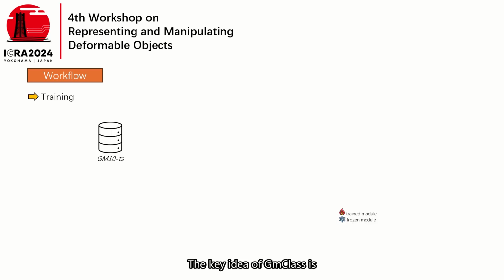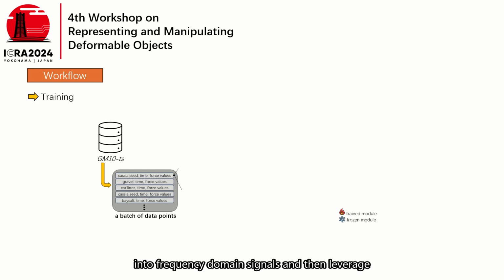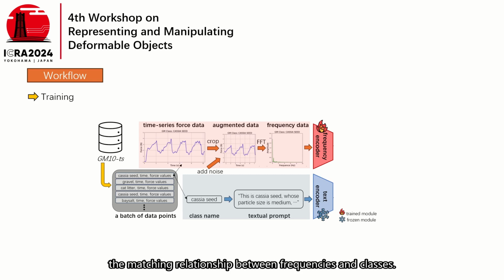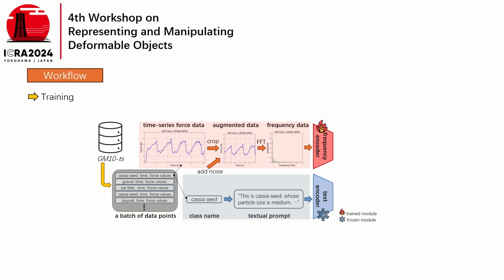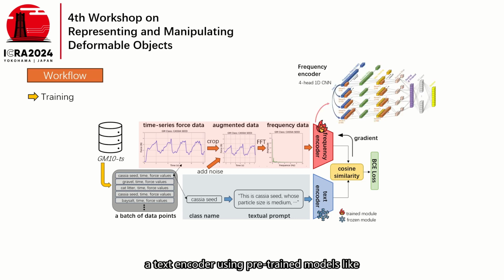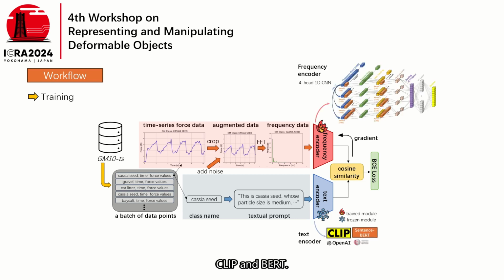The key idea of GmClass is to convert the time series force data into frequency domain signals, and then leverage multimodal supervised contrastive learning to learn the matching relationship between frequencies and classes. Two branches can be found in the GmClass framework, including a frequency encoder to be trained from scratch and a text encoder using pre-trained models, like CLIP and BERT.